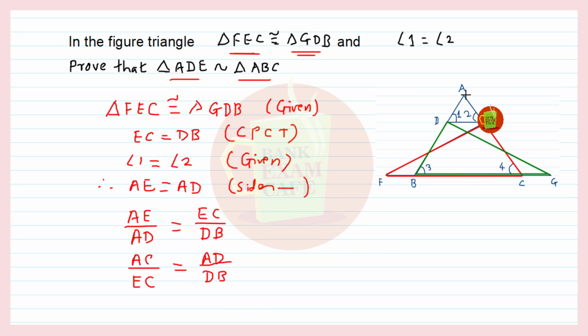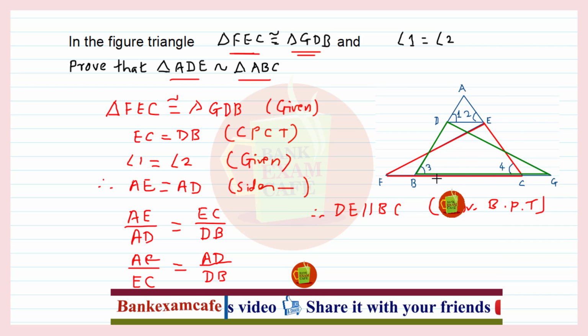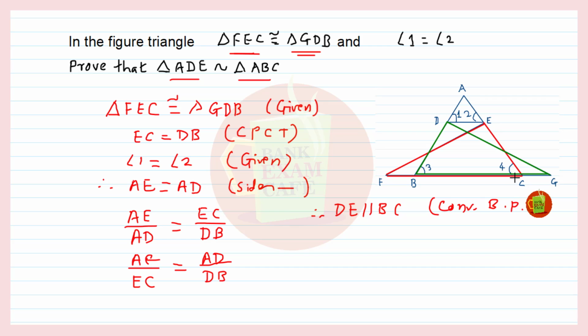Now see here, this is AE upon EC is equal to AD upon DB. When these parts of the sides are proportional, then we say that DE is parallel to BC by the converse of the basic proportionality theorem, or the Thales theorem. Because AE upon EC is equal to AD upon DB, these ratios are equal, meaning these parts of the sides are in proportion, and therefore DE is parallel to BC by the converse of the basic proportionality theorem.